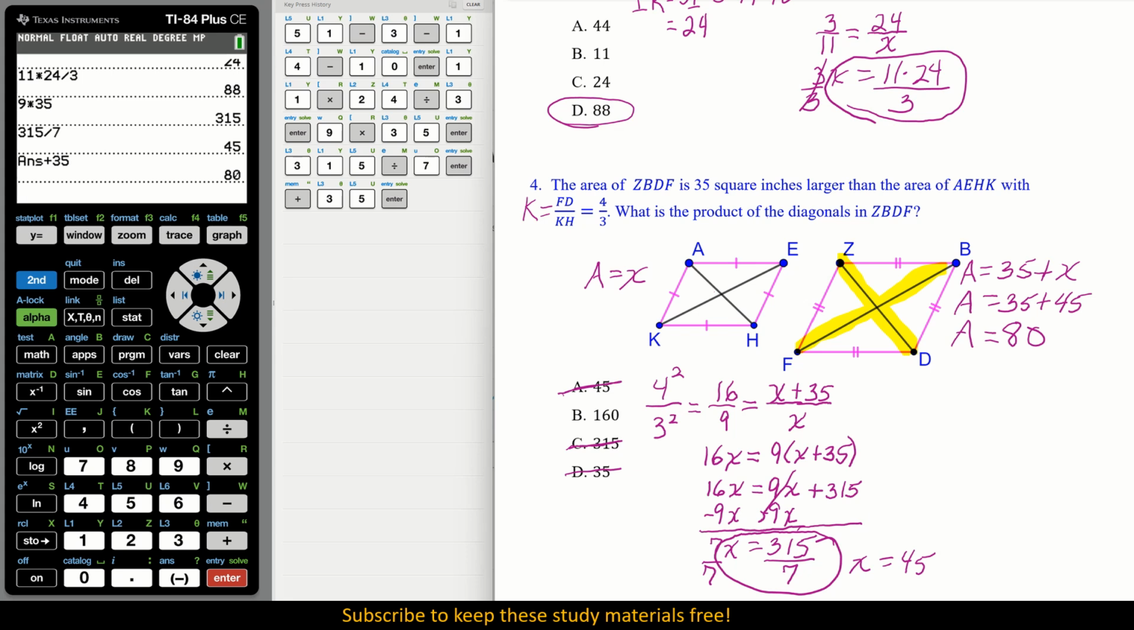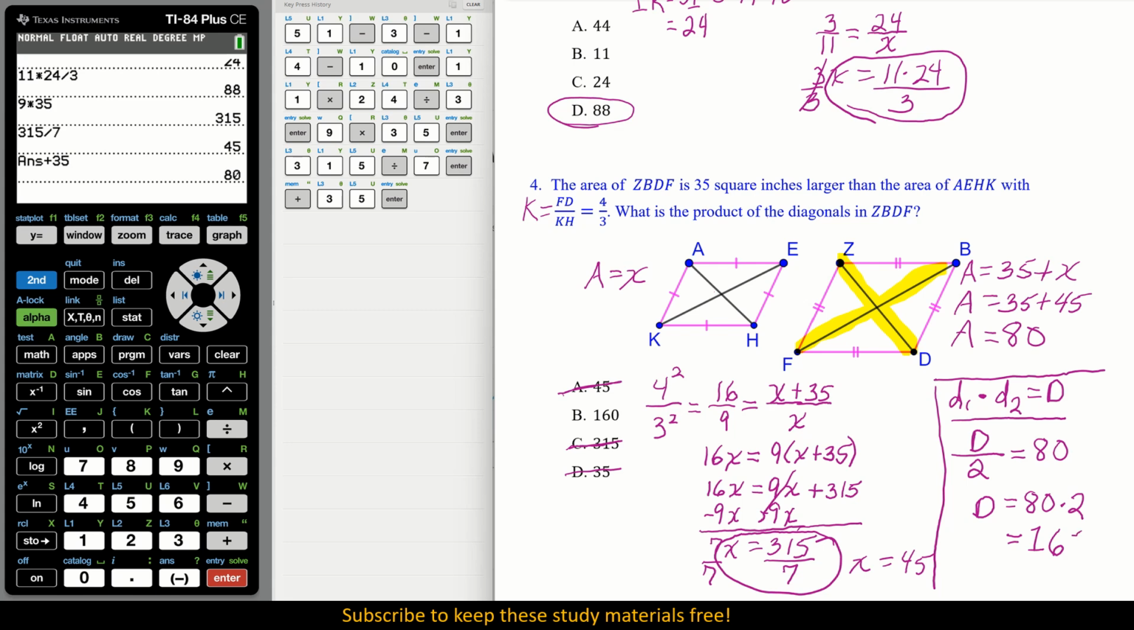Why is that true? Because let me show you. We do this. Okay. This is what we need. It said, what is the product of the diagonal? Okay. So what we have is D1 times D2. We are going to call that just D for product of diagonal. So how do you get the area equaling 80? We actually get that by saying our product of the two diagonals divided by 2 equals 80. And that means D equals 80 times 2, and that equals the 160.